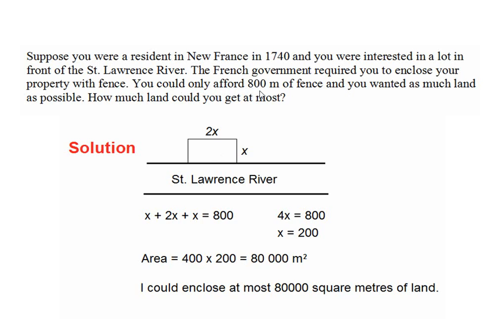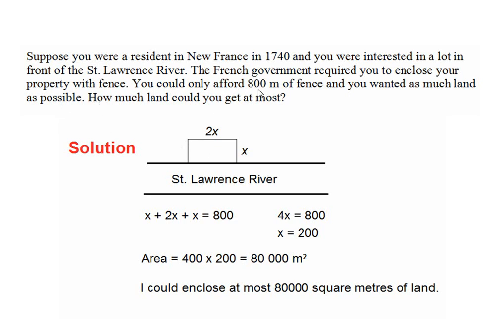You could only afford 800 meters of fence, and you wanted as much land as possible. Well, you were greedy, right? Of course, if it is not illegal but legal, then everyone is greedy, right? It is reasonable to be greedy. If you want as much land as possible, it's reasonable. Although you are greedy, you are not bad, you are not evil. You are still a good person, a normal person, right?